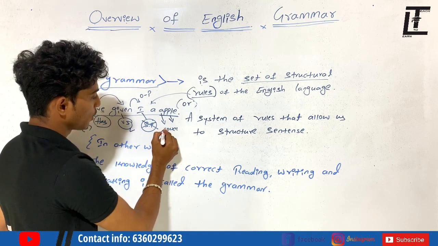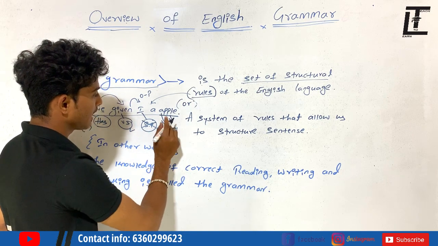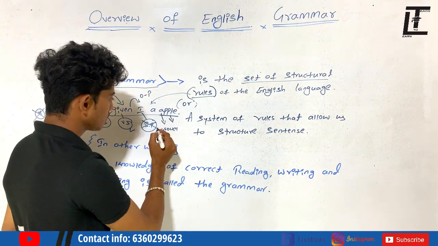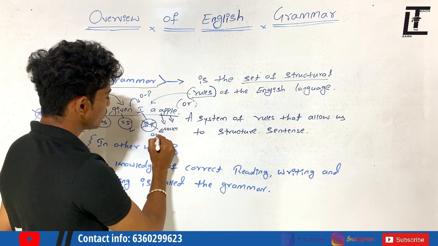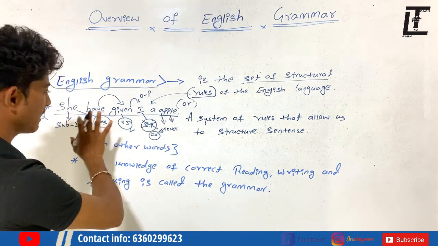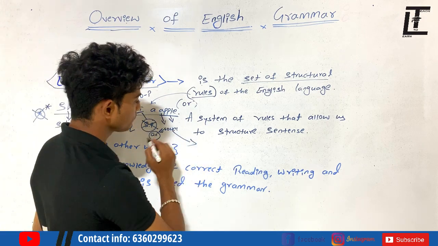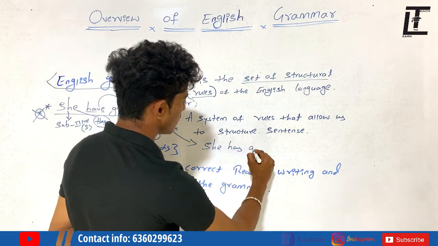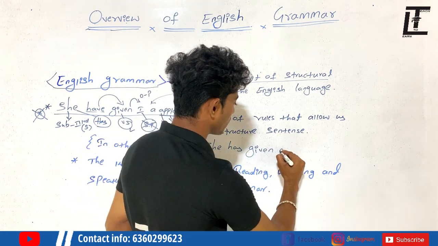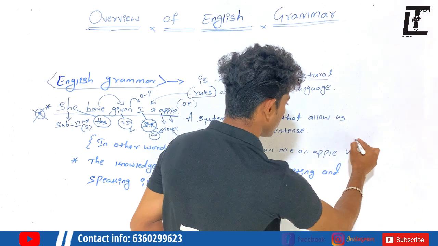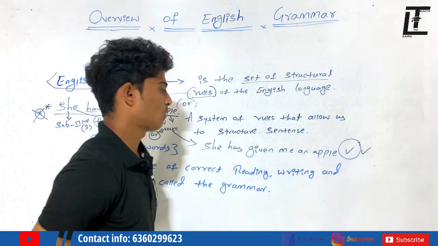So the rule of vowels says that when any word starts with a vowel, the article "an" should be used. So what would be the correct sentence here? I'm going to write here: "She has given me an apple." It is the correct sentence for that.